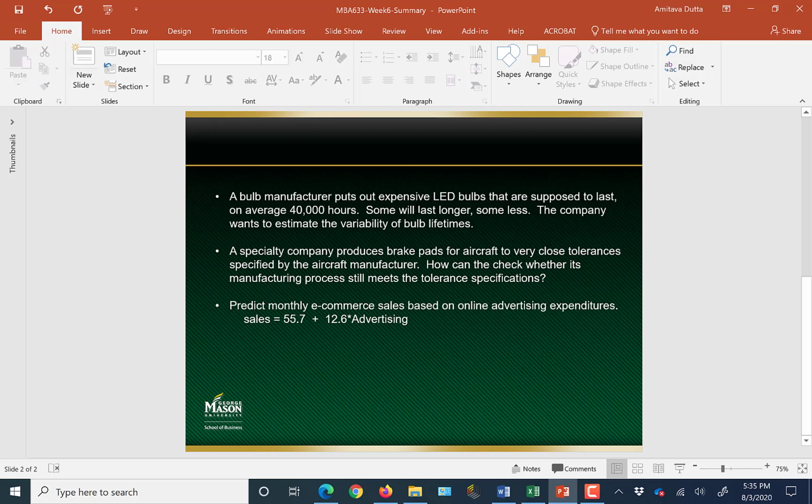You know that manufacturing processes are not perfect. Some brake pads would be thinner, some brake pads would be thicker, but they should not vary a whole lot. So based on sampling of brake pads during the manufacturing process, you want to draw conclusions about the entire population of brake pads that this company is producing. So here again, you're trying to draw conclusions about the variance of the thickness of the brake pad rather than the average thickness. How does one go about doing that?